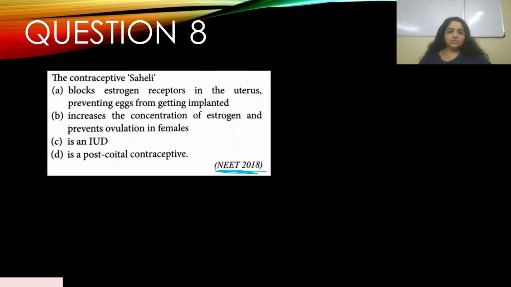So the contraceptive Saheli actually blocks estrogen receptors. I've already explained that to you previously when we spoke about emergency contraceptives, where there were progesterone receptor modulators which block progesterone receptors to not allow the produced progesterone in the body to attach to it. So Saheli is a non-steroidal contraceptive which blocks estrogen receptors in the uterus, that prevents the eggs from getting implanted. We will come to this in detail. It increases the concentration of estrogen? No, that's incorrect. It's non-steroidal. Is it an IUD? No. Is it a postcoital contraceptive? No. So the answer is A.